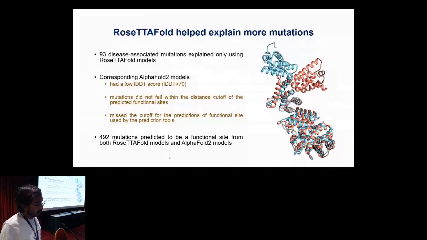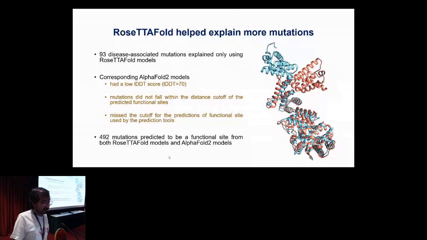So we had around 492 disease-associated mutations where both AlphaFold and RoseTTAFold predicted it as a functional site, and we have higher confidence in those predictions.